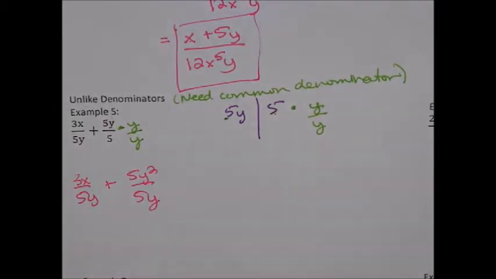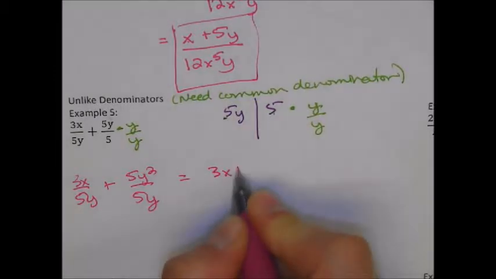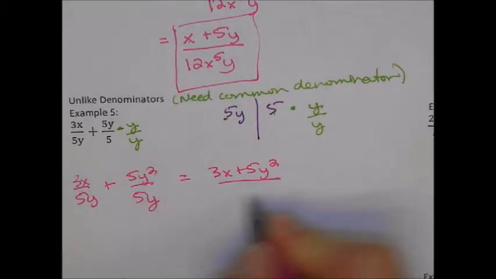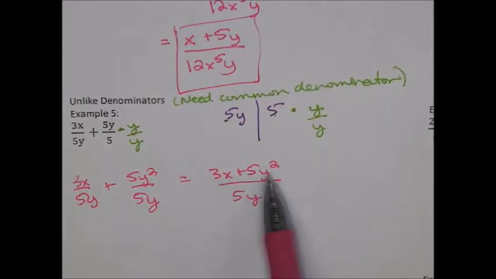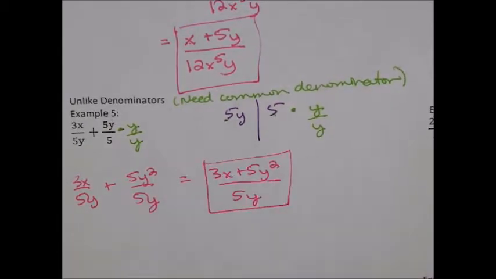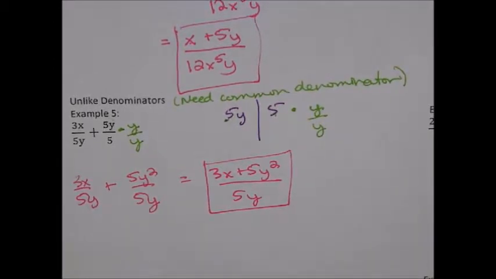Now I have the same denominator, so we can do what we did at the top. Add across the top, and then keep our denominator the same. I notice that I don't have anything I can factor on the top, so I am finished. Let's look at example 6.